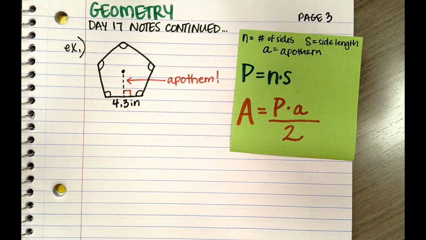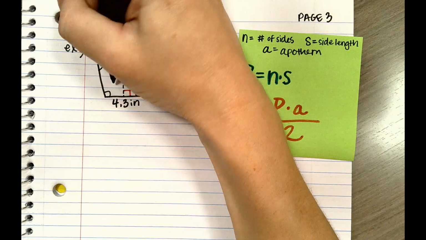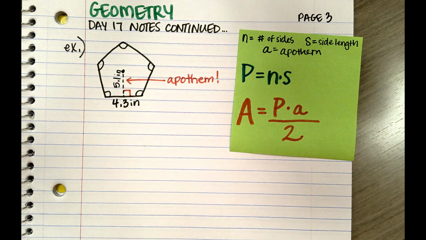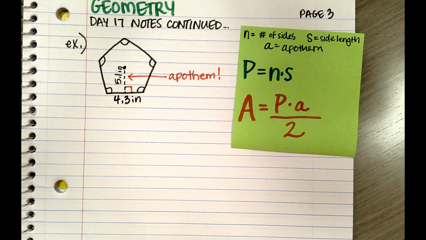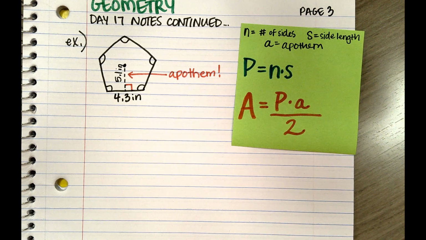And the apothem is 5.1 inches. And we want to find perimeter and area.